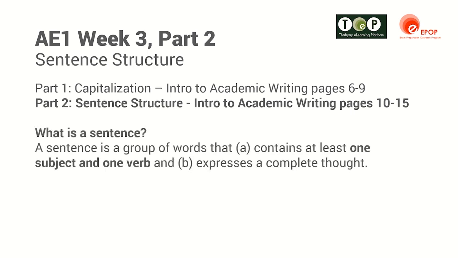And a sentence is a group of words that contains at least one subject and one verb and expresses a complete thought. So here's an example of a simple sentence. Chitsu ate a mango. So the subject tells who or what did something, and the verb tells the action. So can you see in this sentence where the subject is and where the verb is? So the person that did something is Chitsu. So Chitsu is the subject, and the action is ate. So that is the verb.